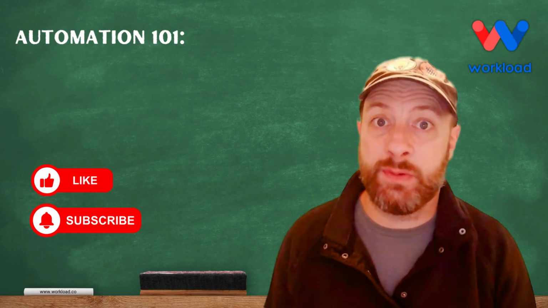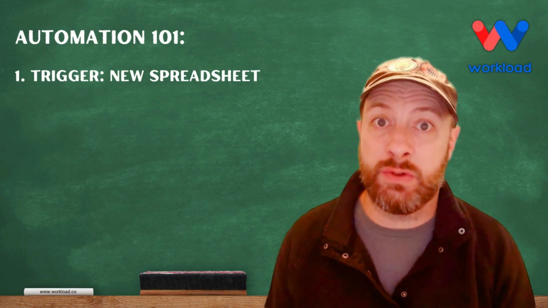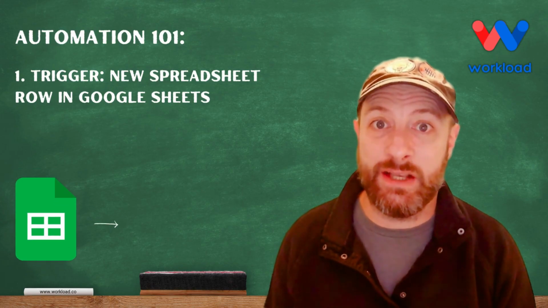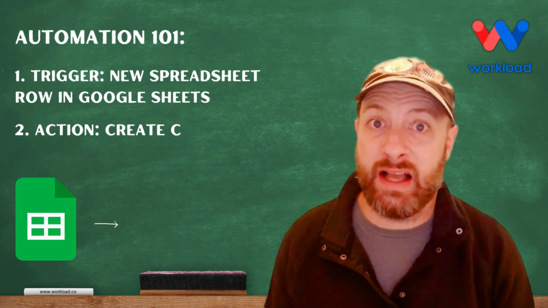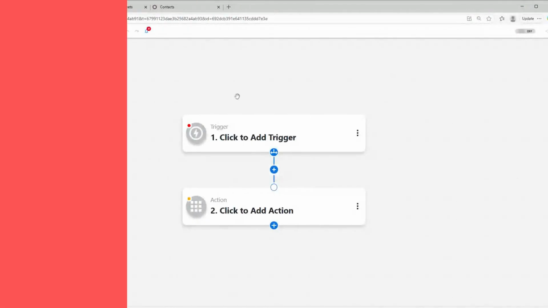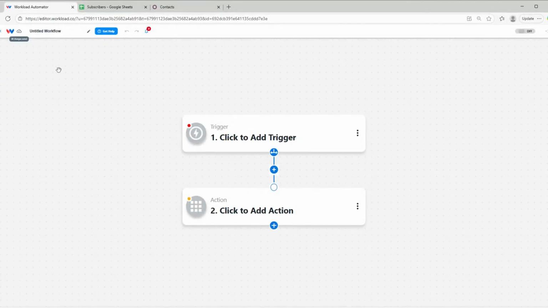In this video, we'll be building a workflow starting with a new spreadsheet row in Google Sheets. Then we'll be taking the details from that spreadsheet in order to create a contact in Odoo. All right, let's build a workflow.